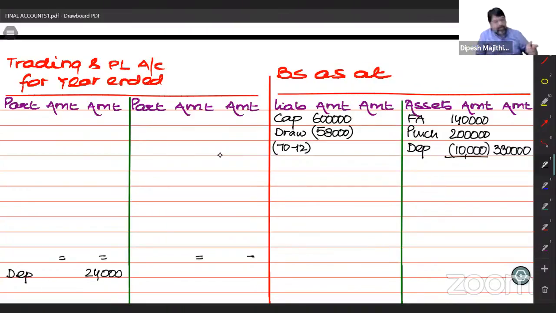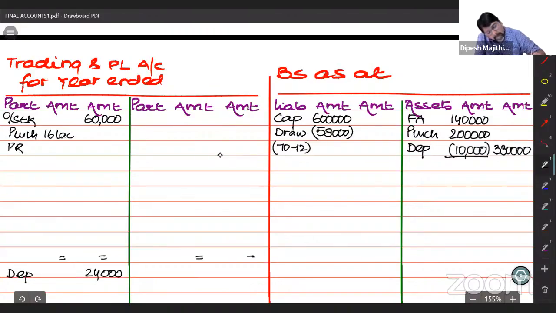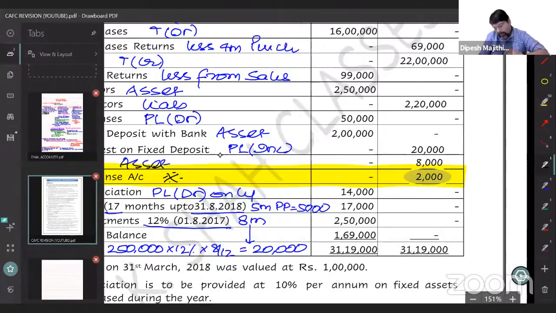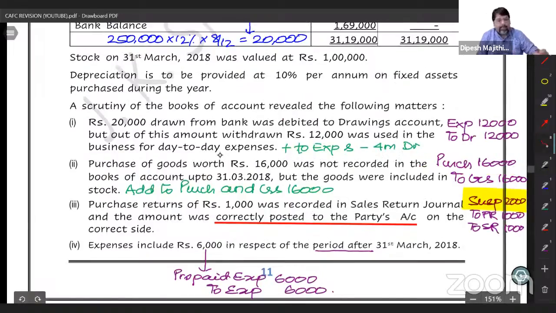Thereafter, opening stock. I'm writing in trading. How much? 60,000. Purchase is how much? 16 lakhs. Purchase return is how much given? 69, plus 1 because of adjustment, 70,000. Yes or no? Chartered, there was an adjustment. See, purchases debit 16. Can you see the red line coming here? 16. So purchase will increase.